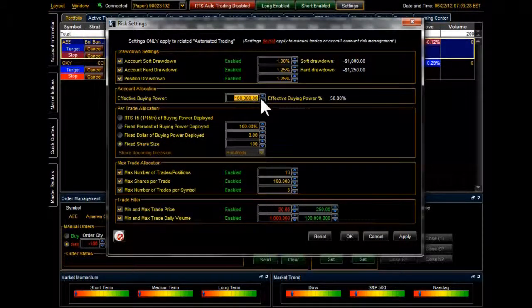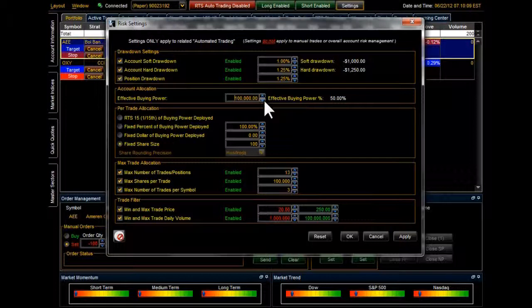So if I decide to use the account soft drawdown and I have it set for 1%, it's $1,000. And that 1% is 1% of the $100,000 that we have here as effective buying power. It is, in actuality, only 50% of our buying power because we have $200,000 in our trading account right now. If I were to bring this up to $200,000, now it's 100% of our effective buying power. I'm going to bring this back down to $100,000. So the account allocation, the effective buying power, is what you're allowing RTS to use when you're deploying strategies.